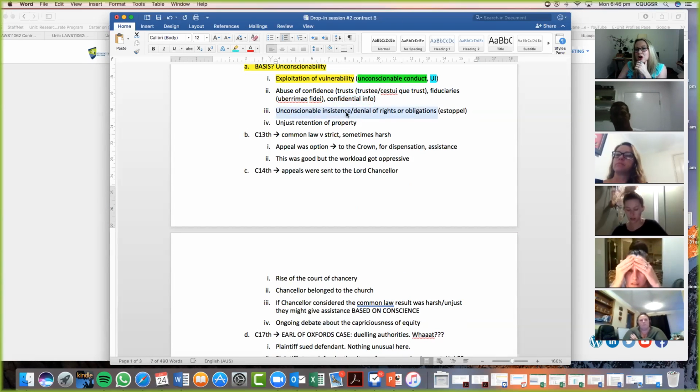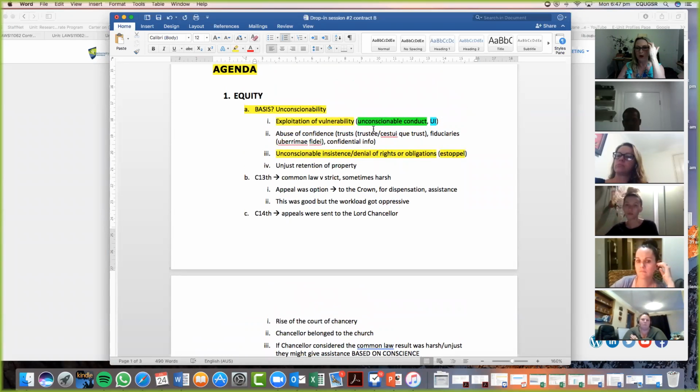Unconscionable insistence or denial of rights, and this is one that we will crop up again against in our unit when we look at estoppel. Okay. And then you've got unjust retention of property, which you'll probably look at in your equity and trusts unit. You may also do a bit of preliminary discussion of it in property. So that's kind of the landscape of where equity will creep into your other units.